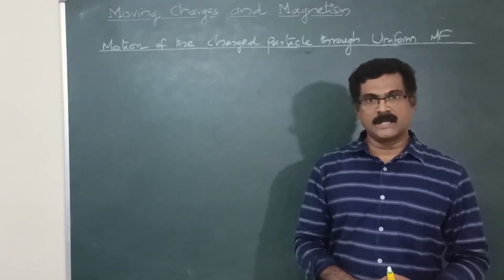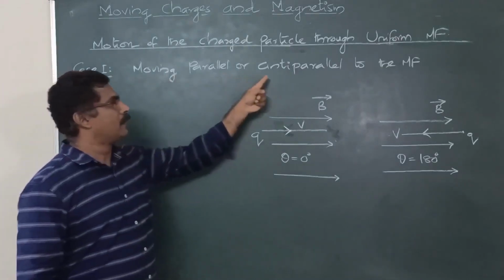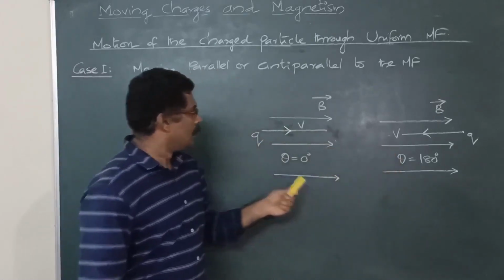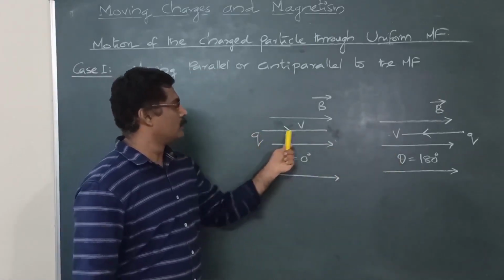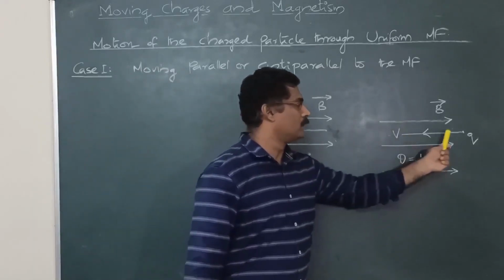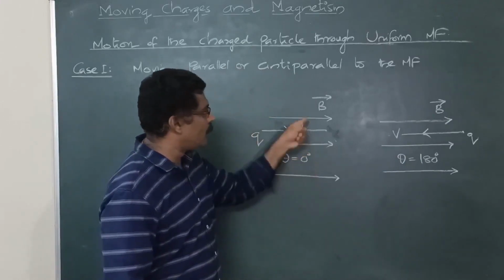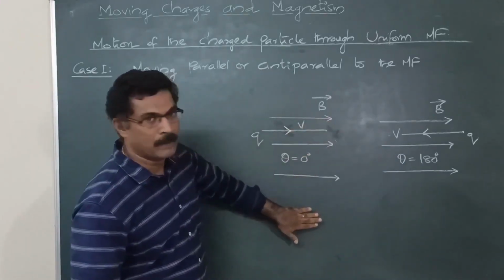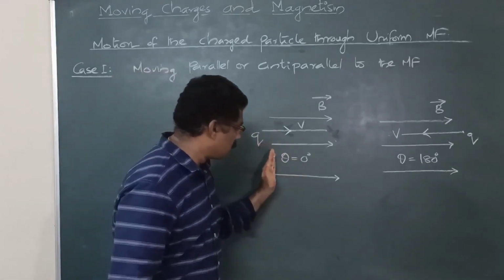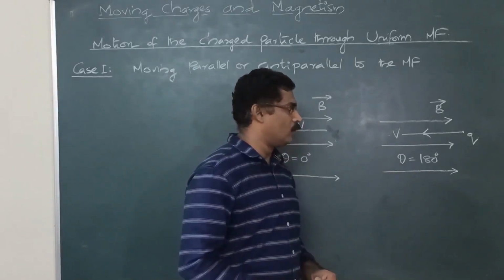Let me start the first case. Here the charged particle is moving parallel or anti-parallel to the magnetic field. Here two figures are given. In the first figure the charged particle is moving parallel to the magnetic field, and in the second figure the charged particle is moving anti-parallel to the magnetic field. And this is uniform magnetic field in the plane of the paper. In this case the angle theta is equal to 0 degree. In this case the angle theta is equal to 180 degree.